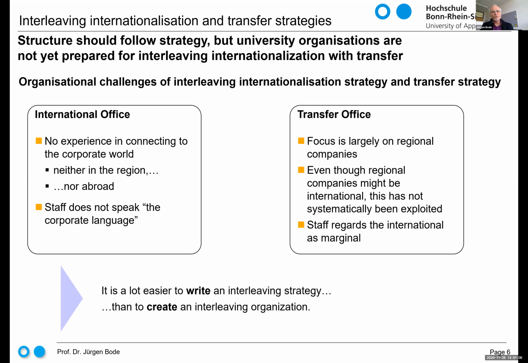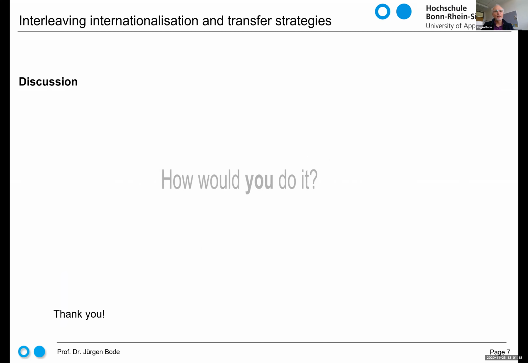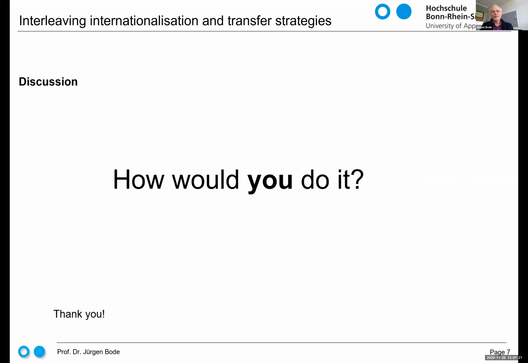So my conclusion is, it is a lot easier to write an interleaving strategy than to create an interleaving organization. And I think this is the provocative statement with which I would like to conclude my presentation. And I would be happy to welcome your inputs, how you would help us, or how you would implement such an interleaving strategy and make it a success. Thank you very much.